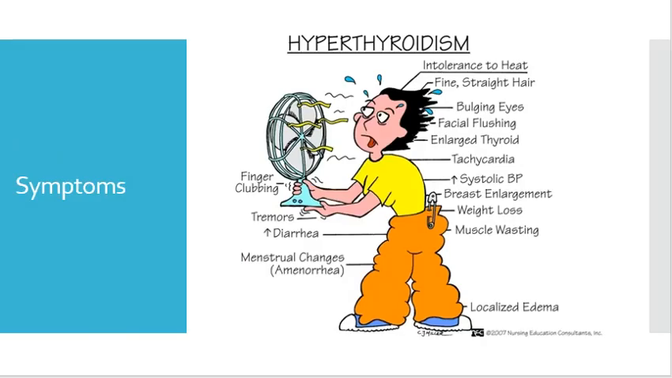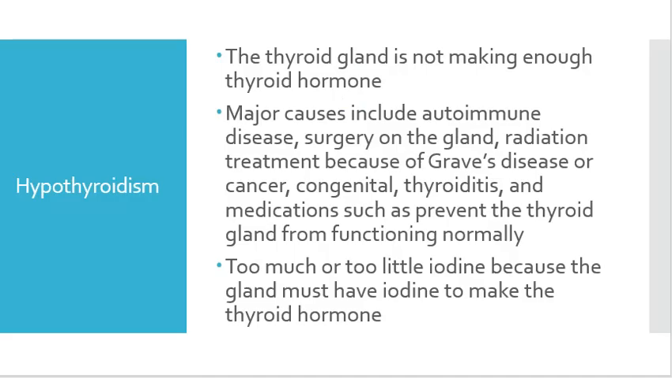Hypothyroidism. So the thyroid gland is not making enough thyroid hormone. Major causes include autoimmune disease, surgery on the gland, radiation treatment because of Graves' disease or cancer, congenital, thyroiditis, and medications that prevent the thyroid gland from functioning normally. Too much or too little iodine, because the gland must have iodine in order to make the thyroid hormone. So sometimes treatment for hyperthyroidism can actually cause hypo.